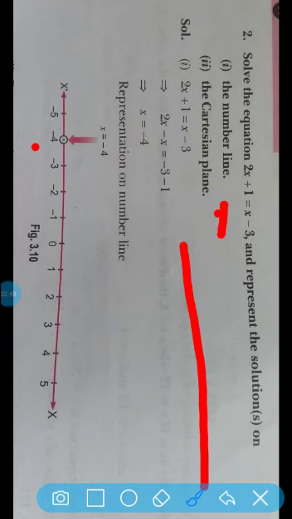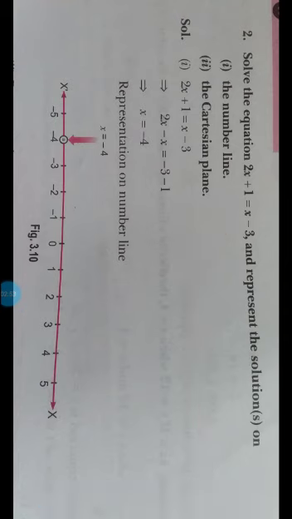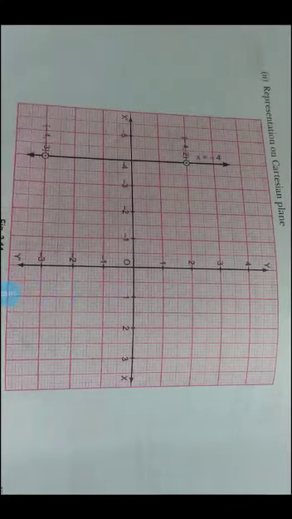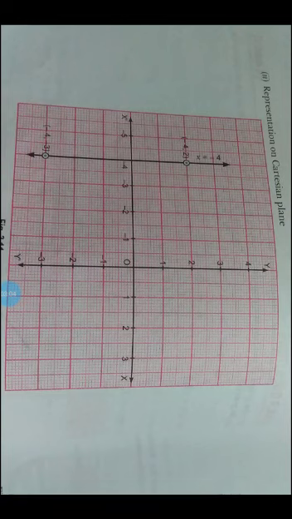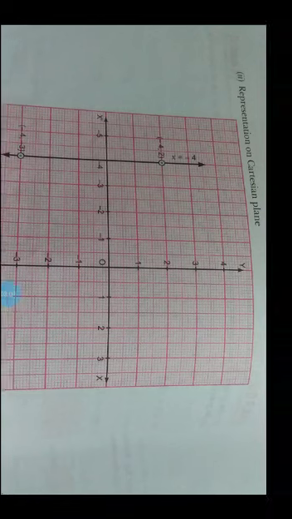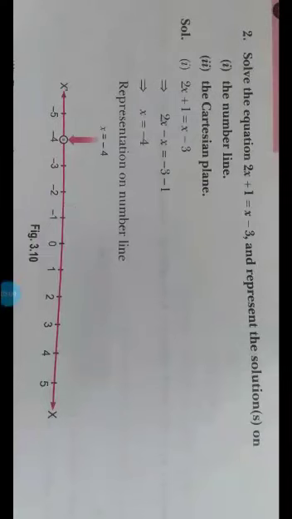So this we have represented on the number line. And in the Cartesian plane, what does Cartesian plane mean? There will be an x coordinate and a y coordinate. But for writing it with x and y coordinates, what do we have to do? Here x equals minus 4, so we want the value of y also.